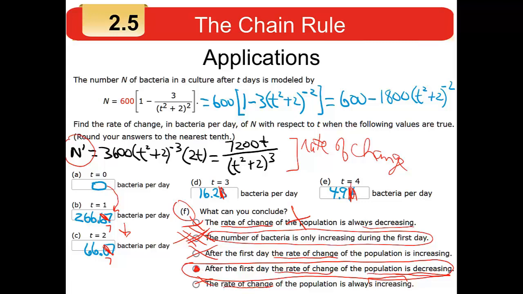Because after the first day, I'm just going to drop the fractions, it goes 266, 66, 16, and almost 5. It's going down. It's decreasing after the first day. You can have various applications, not always bacteria, but the idea is the same. No matter what they say in the problem, if they call it a rate of change and you're given an equation, you're going to take the derivative, and if they ask you for the rate of change at any particular values, you simply plug those values into the derivative.